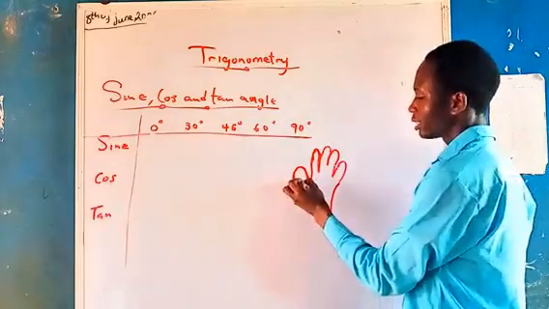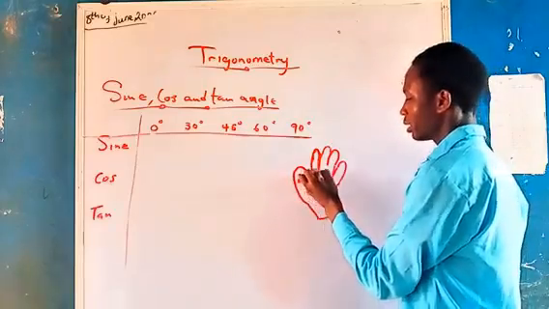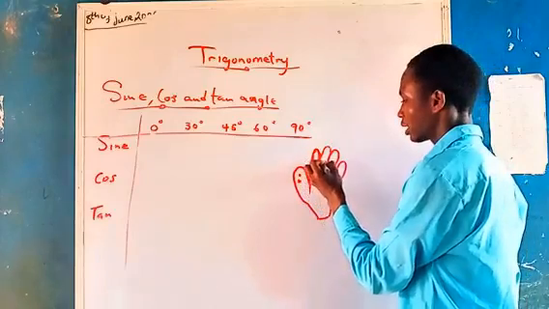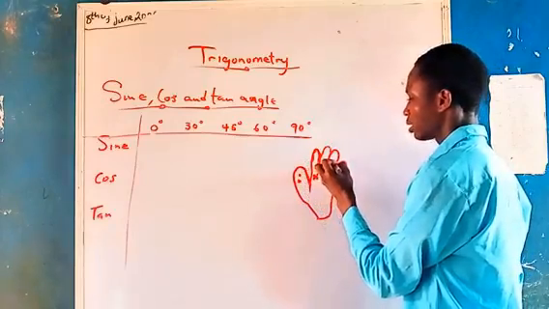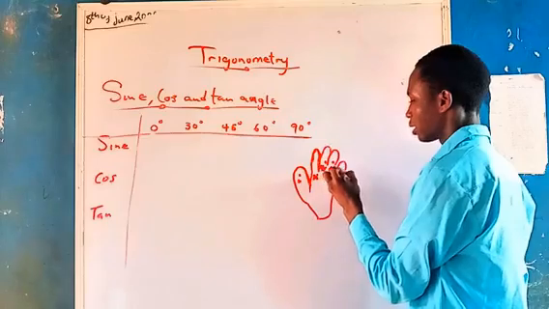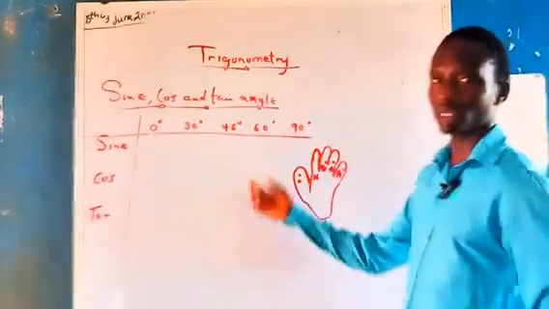Now, let's say this is 0 degree. This is 30 degree. This is 45 degree. This is 60 degree, and this is 90 degree. That's up to 5 of the angles you have here.